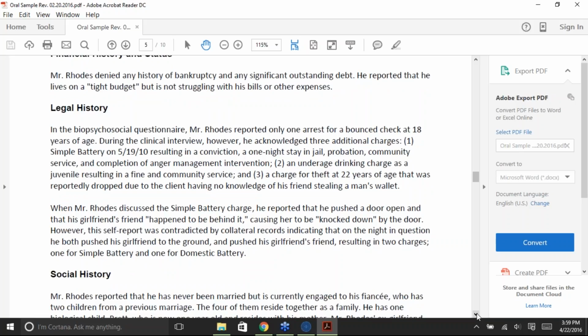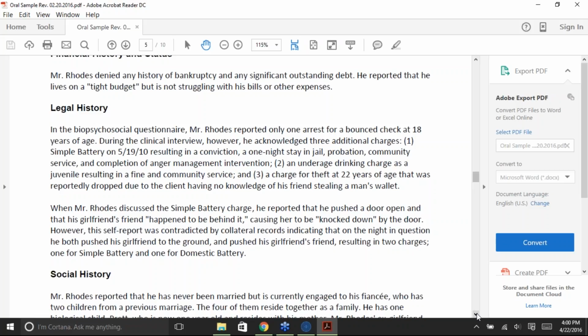I specifically mentioned that, in the biopsychosocial questionnaire that he completed, he only reported 1 arrest, and it was like a minor deal. But during the clinical interview, suddenly he's talking about all these other arrests, which are a bigger deal than the one thing that he reported back at age 18 in the paperwork. So this is a guy who's withholding information when he completes the paperwork, but as he gets comfortable with me in the interview, he's telling me about more stuff that went on.